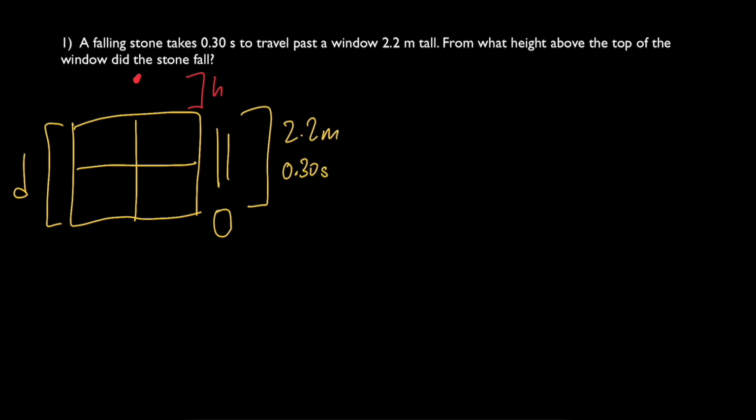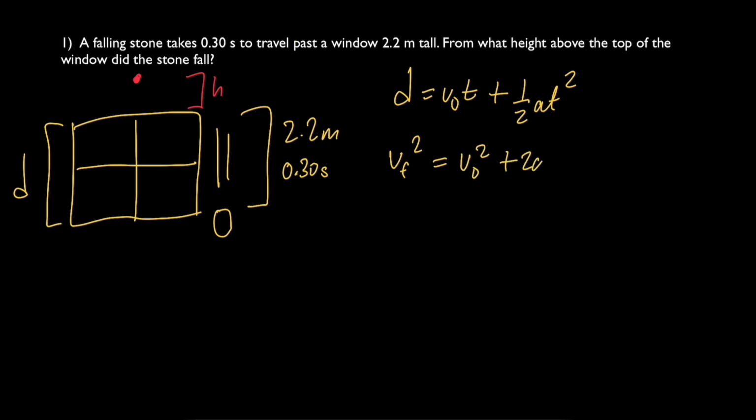So it seems like we might not have a lot of information to solve this problem. So one thing we can do is write out all of our formulas so we can get an idea of how to use the information we have. So let's write out our formulas. This is our first formula. This is our second formula. And this is our third formula.